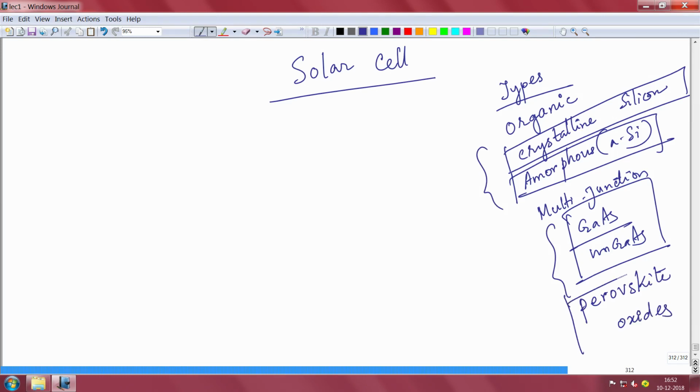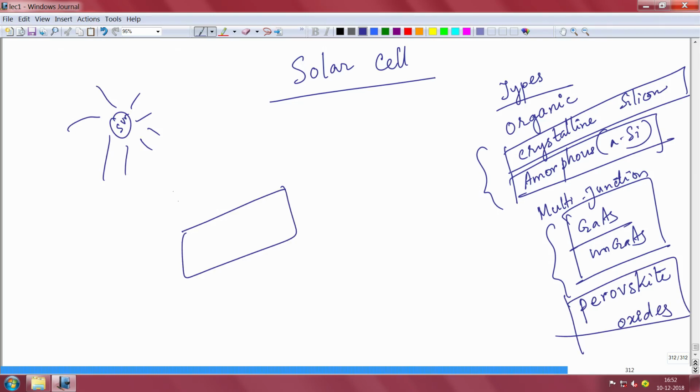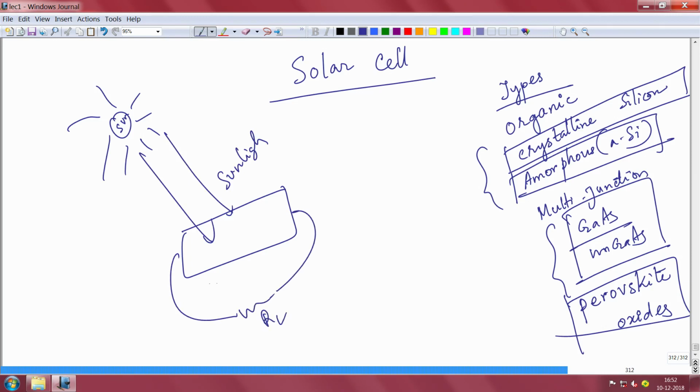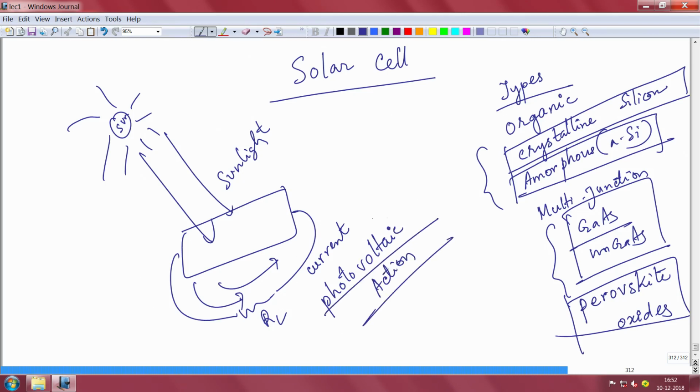Essentially in a solar cell you have the sun, no? You have the sun. So, sunlight should fall on some area, some device. Okay, sunlight should fall, and if you connect a load, you should be able to get current. You shine light, you expose it to sunlight, and you should be able to get current. That is the basic photovoltaic action. It's called photovoltaic action, and this photovoltaic action results in this solar cell behavior. You are shining light and you are getting electricity out of it.